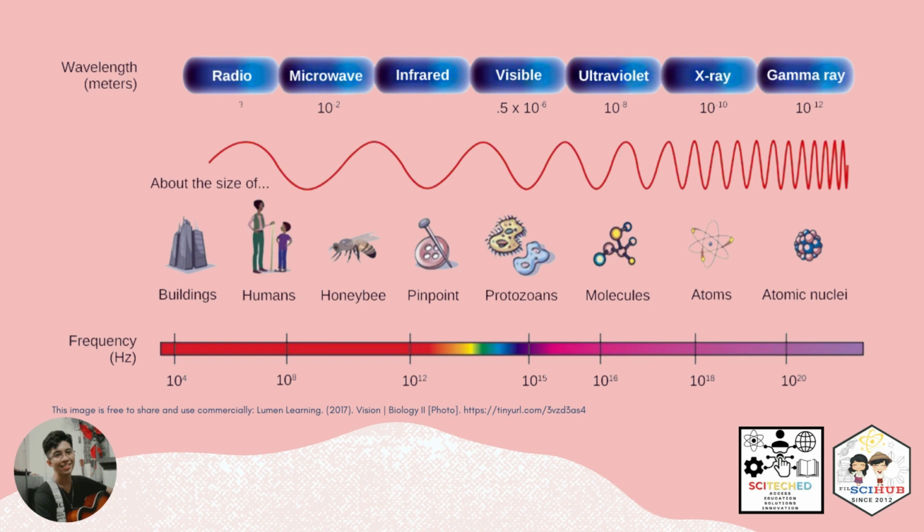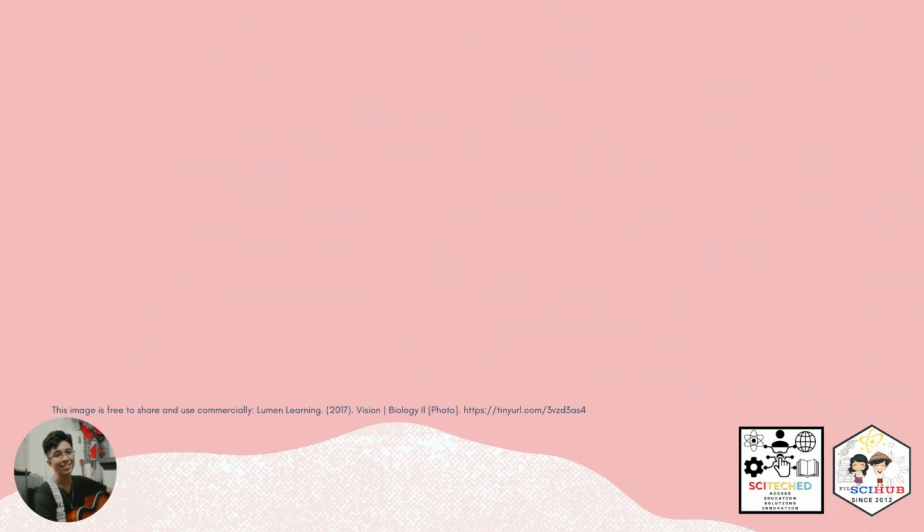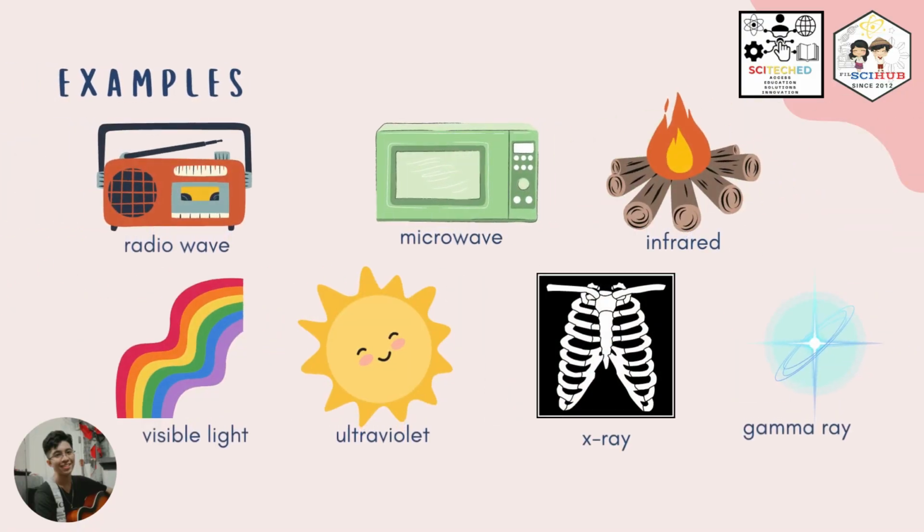Right? Starting from the left, we have radio waves, microwave, infrared, visible, ultraviolet, X-ray, and gamma ray. An example of radio waves is the one transmitted when we listen to a radio. Microwaves are the ones that we use in our microwave oven.